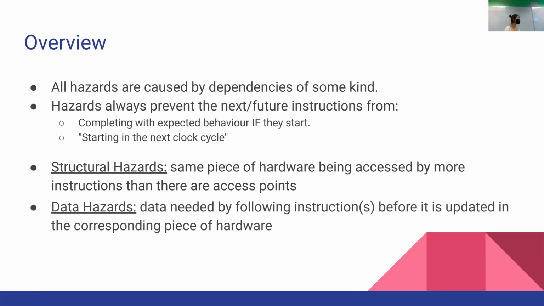So the second type of hazard, which is probably the most likely one that you'll see, is the data hazard. This is the most common one, and it's caused because data that's needed by the following instruction or instructions afterwards is needed before it's properly updated in the corresponding piece of hardware. So this includes, for example, storing to memory, which is another update that may not happen in time. Or if you are writing back to the reg file and something hasn't been updated either.